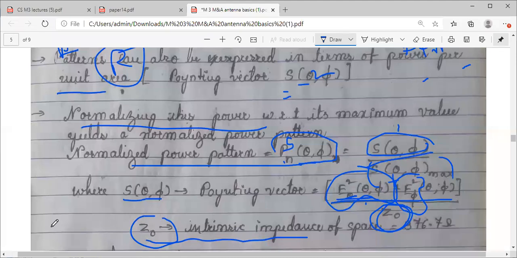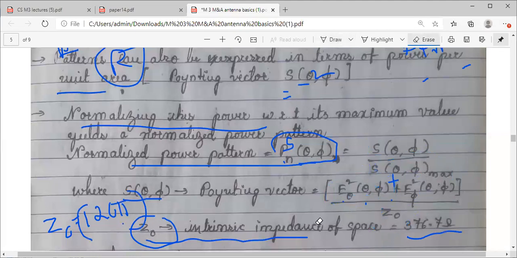And in the previous session, in case of power density, we have calculated Z naught. I told you it is 120 pi. Sorry, I forgot to share the slide with you. I forgot completely. I'll share it. 120 pi, which is nothing but 377 ohms. So this is the normalized field pattern equation and power pattern equation.